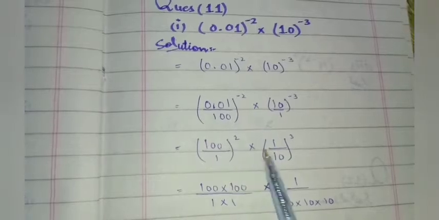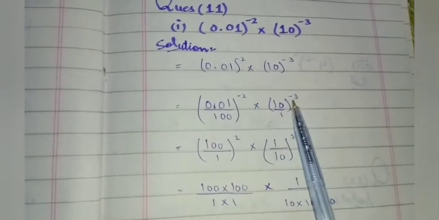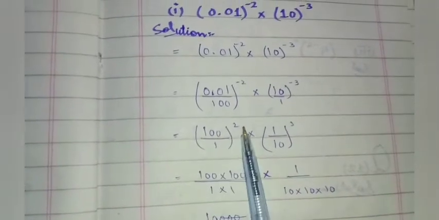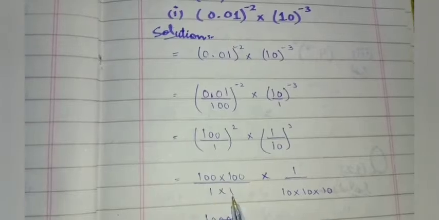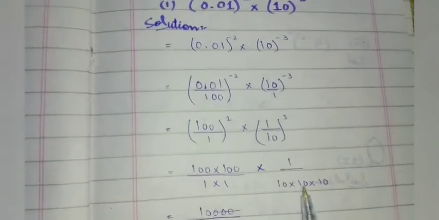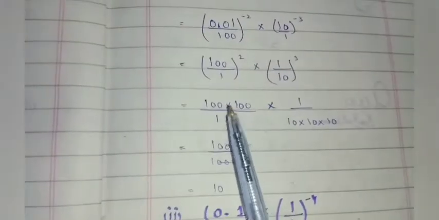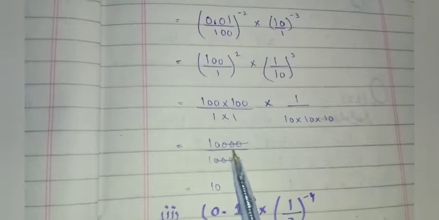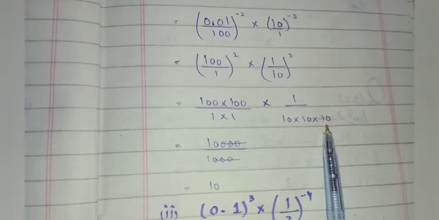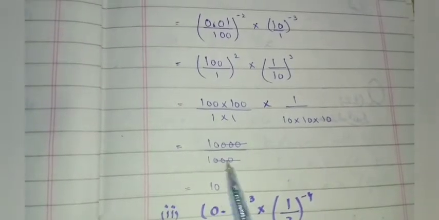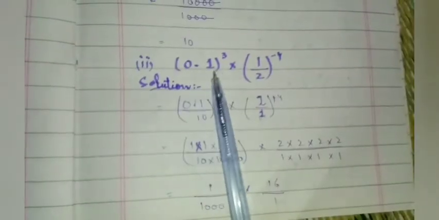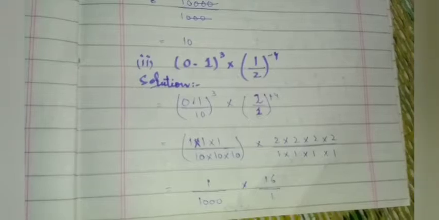Power will become positive. We convert this power into positive, so 1 over 10 raised to power 3. So 100 square can be written as 100 multiplied by 100, 1 multiplied by 1 is equal to 1, and 10 multiplied by itself 3 times. So 100 multiplied by 100 is equal to 10,000 over 10 multiplied by 10 is equal to 100, and 100 multiplied by 10 is equal to 1000. So over 1000, the zeros will be cancelled out and we get the answer 10. Part 2 is 0.1 whole cube multiplied by 1 over 2 raised to power minus 4.